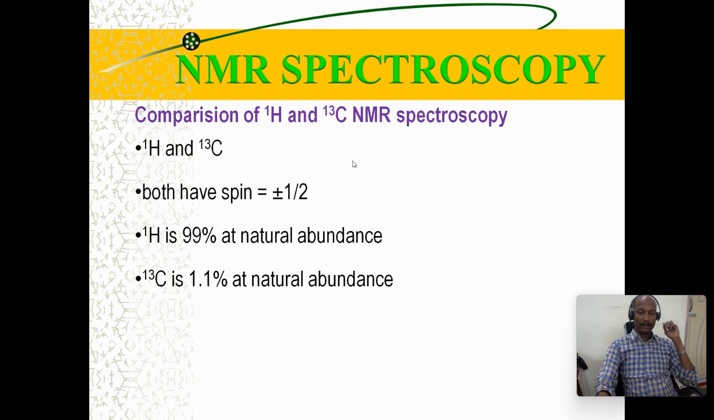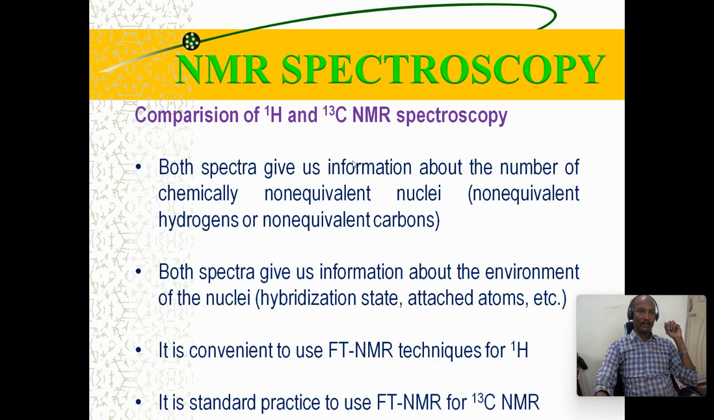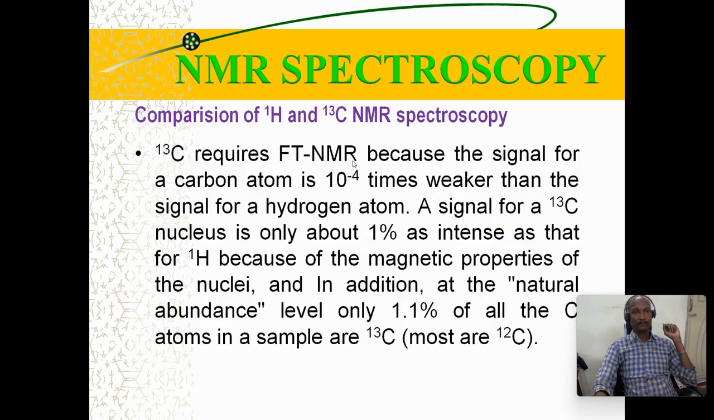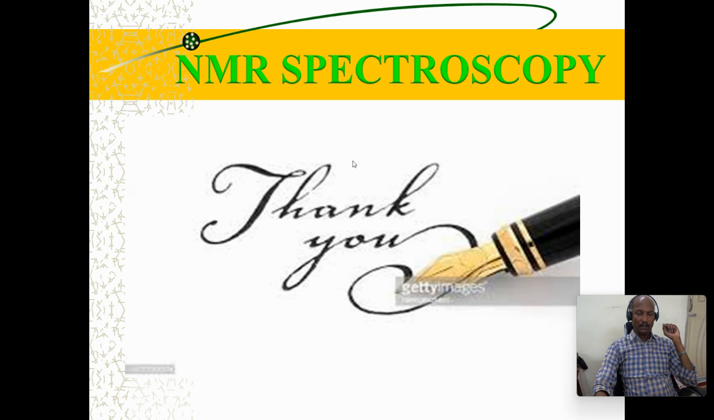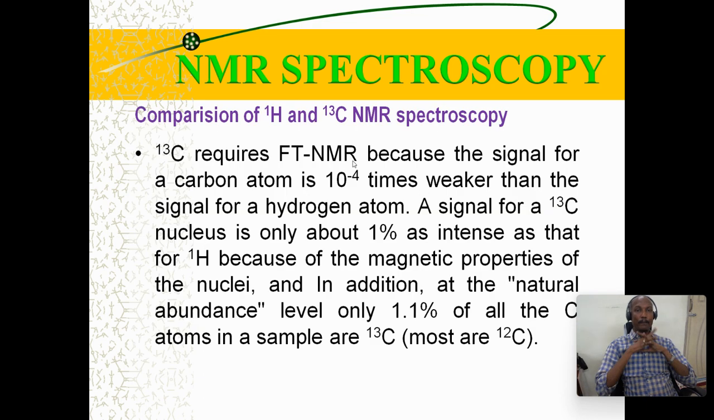You can explain that H1 has 99% abundance, while C13 has 1.1% natural abundance. Both have different purposes. The proton H1 is for explaining the proton nature, while C13 is related to the corresponding carbon atom. When comparing proton and C13 NMR spectroscopy, C13 requires FT NMR. We have already said that FT NMR means Fourier transform NMR.